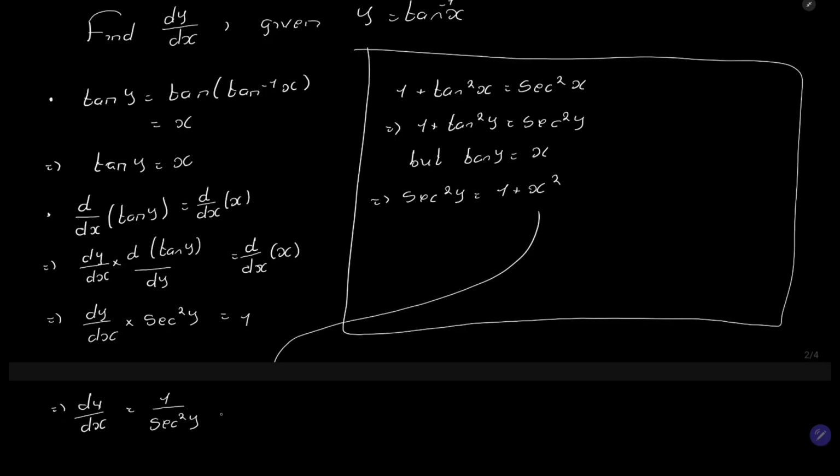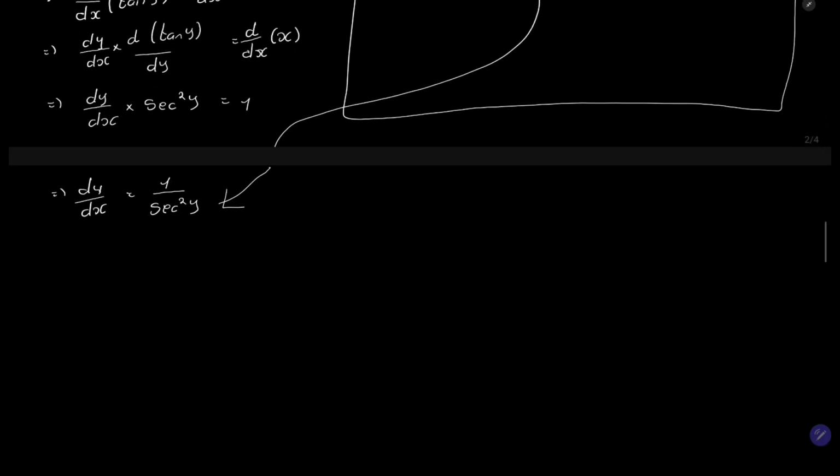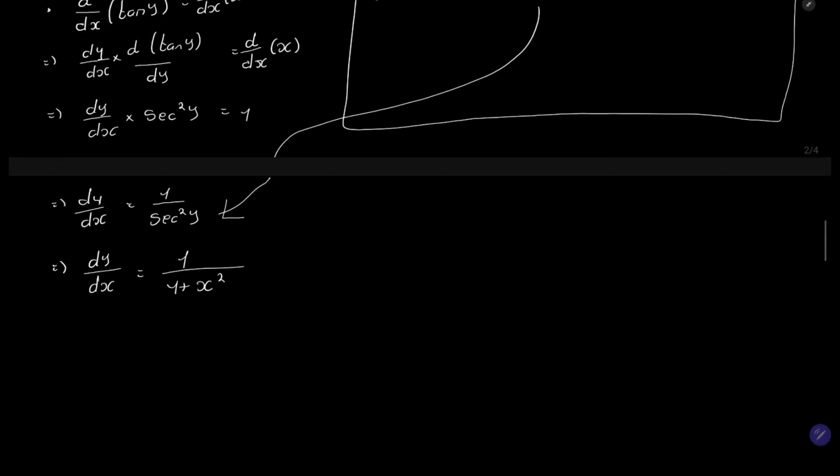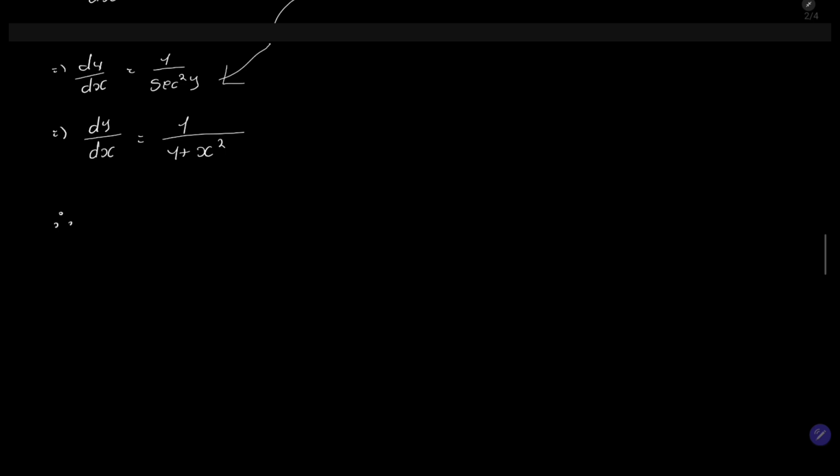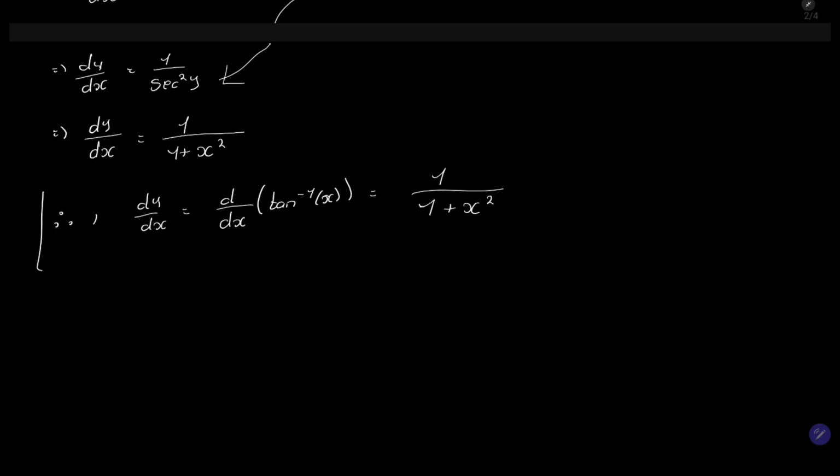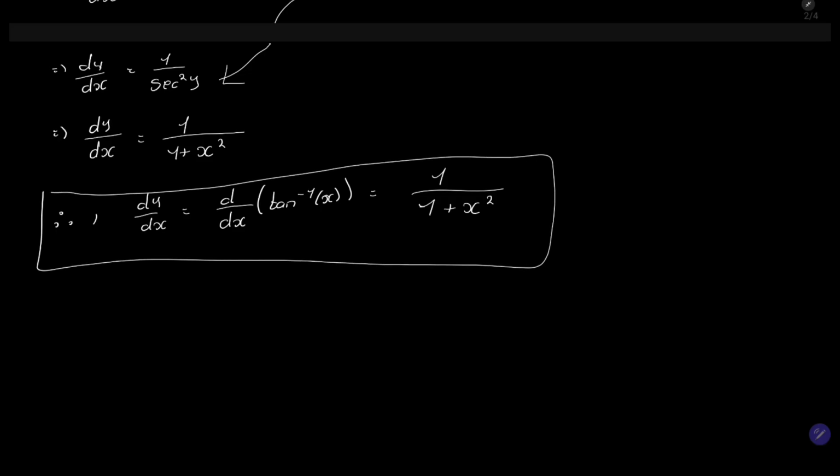So substituting this in our equation, we then have that dy/dx gives us 1 divided by 1 plus x squared. So we can then conclude that the derivative of y with respect to x, which is the same thing as the derivative with respect to x of the inverse trigonometric function tan inverse of x, gives us 1 over 1 plus x squared. We box or encase our answer.